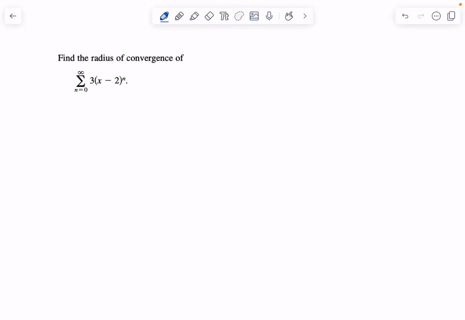So we were asked to find the radius of convergence of this series. So let's start by doing the ratio test. So we can find the limit as n approaches infinity of the absolute value of a sub n plus 1 divided by a sub n.